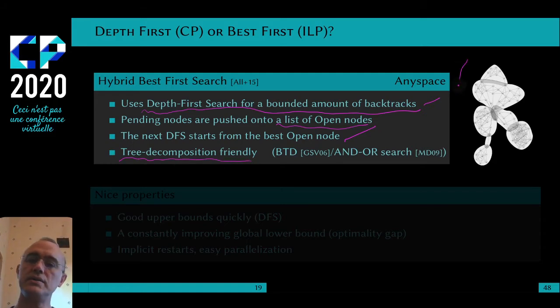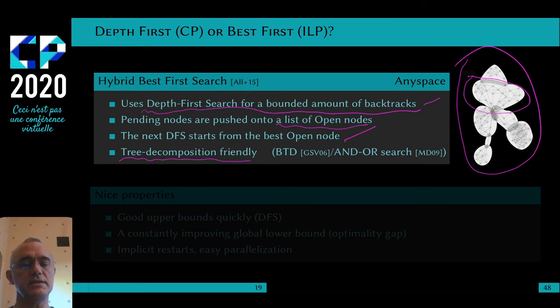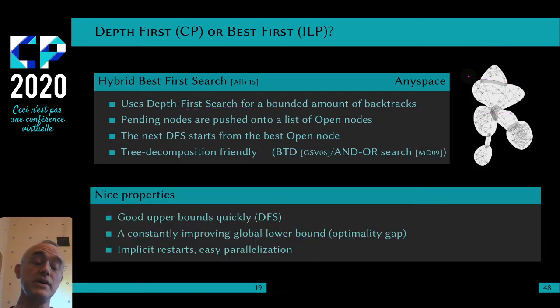I will not detail this, but for this type of problems, you can have computational worst-case guarantees that are better than the traditional exponential guarantee of tree search. This algorithm has other nice properties. Because it does these DFS probes, it provides good upper bounds quickly.